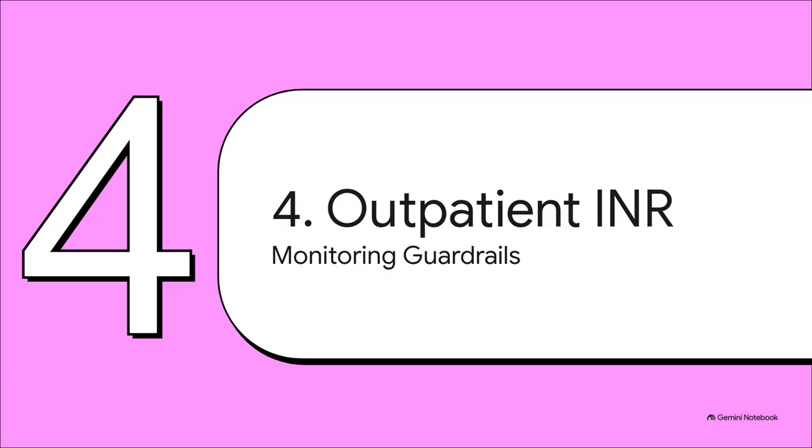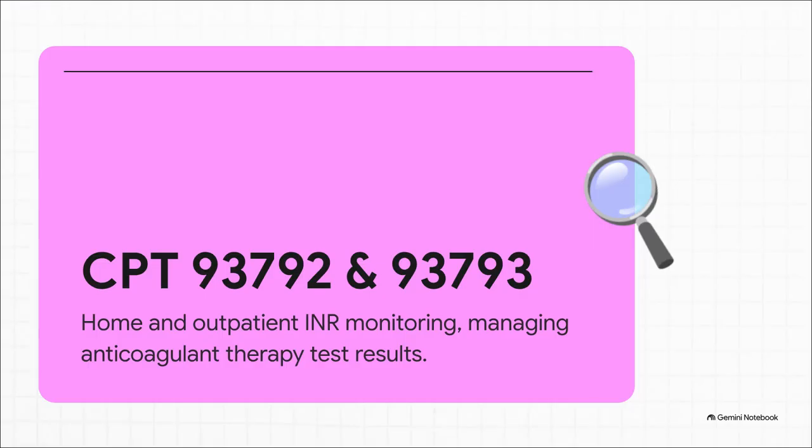Let's shift gears slightly and dive into Section 4, Outpatient INR Monitoring. These codes are specifically for non-face-to-face blood thinner management like warfarin. CPT 93793 is used for the per-event review and interpretation of a new home, office, or lab INR test result, and it actually includes the dosage instructions. Just remember, it's limited to once per day, and you can't bill it on the same date as an office E&M visit.